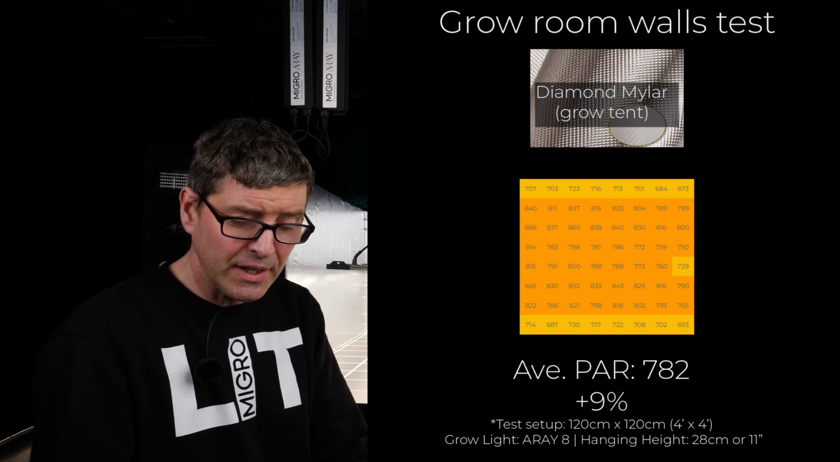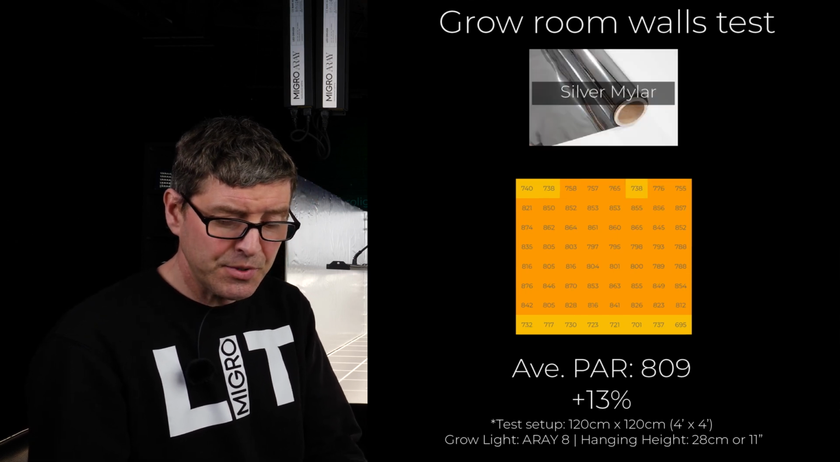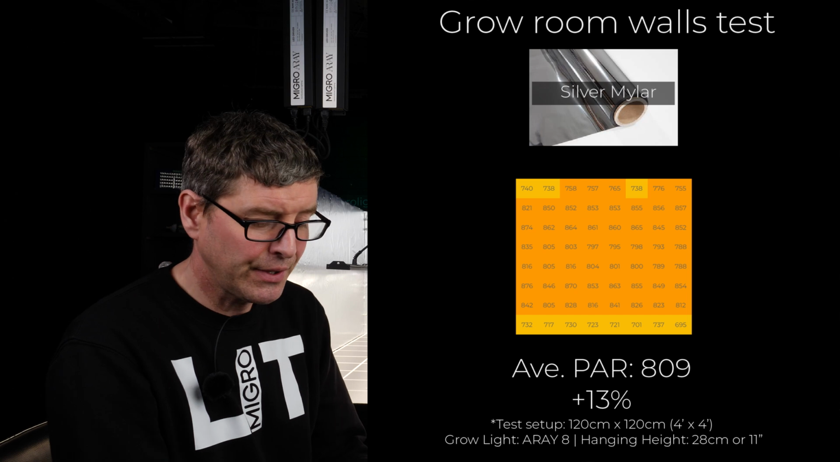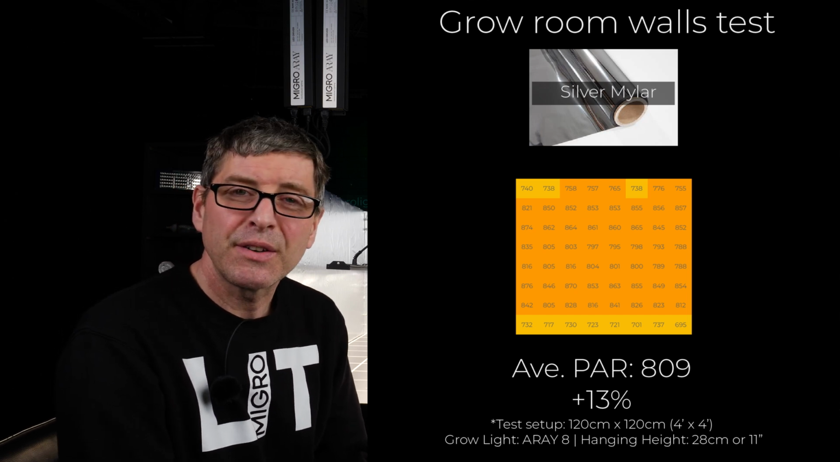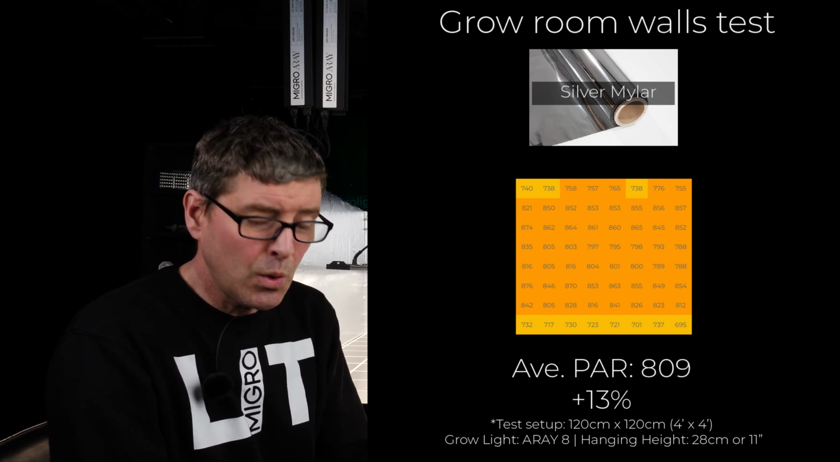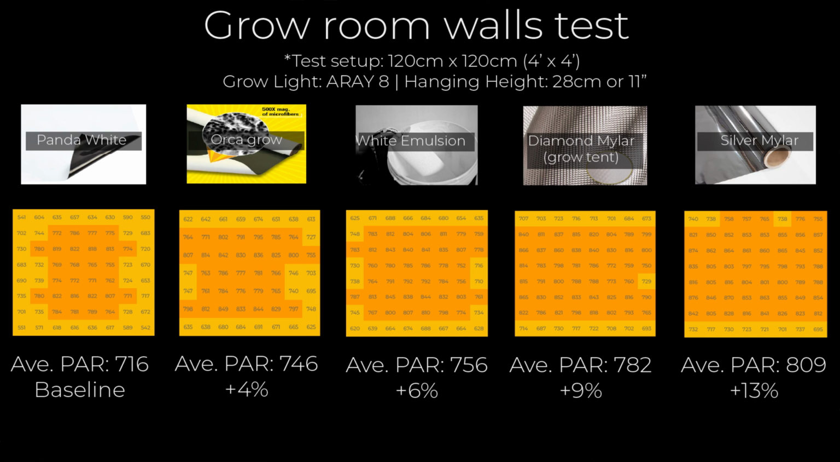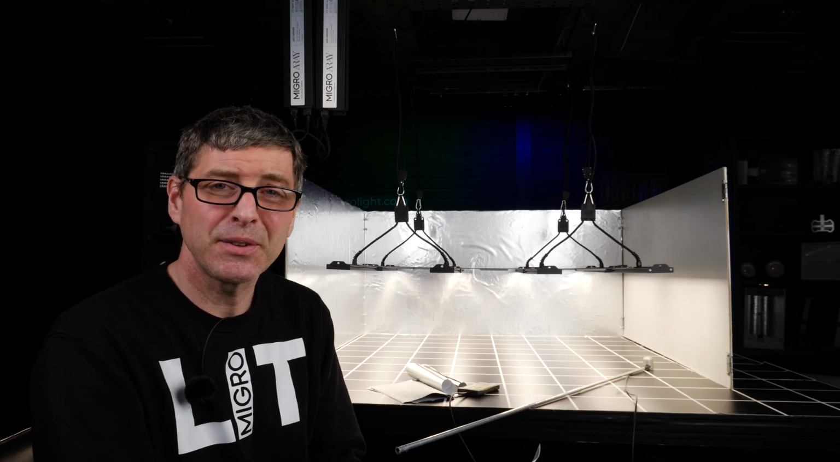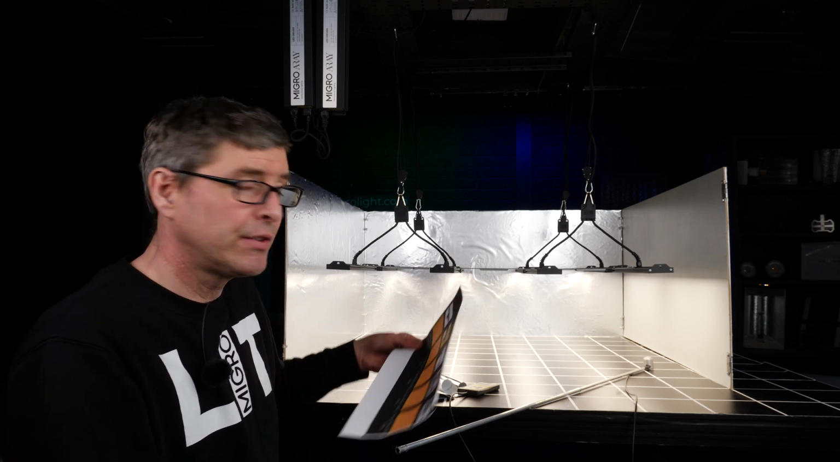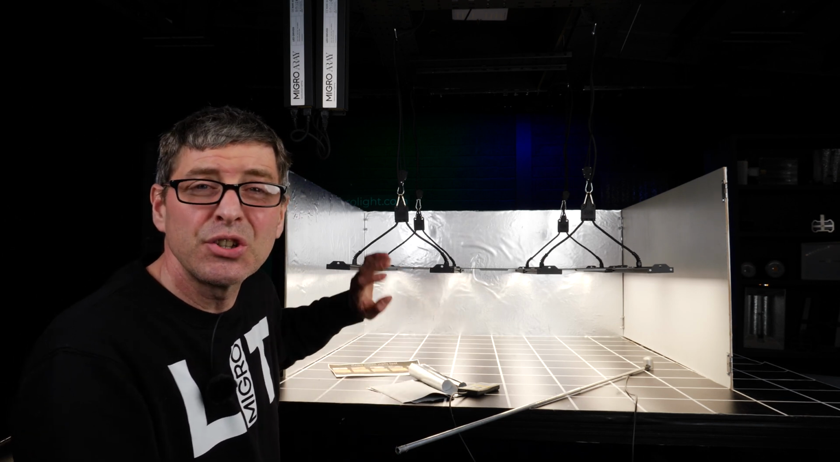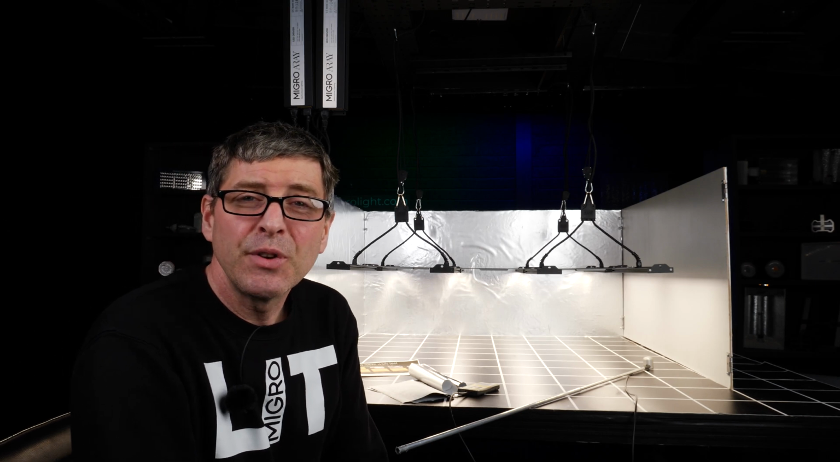And interestingly, silver mylar, nice big jump there, up to 809 micromoles, or 13% over the baseline. So you're getting quite a significant increase over white material, at least 3% with white emulsion up to the diamond mylar. And the plain silver mylar, you're actually getting an increase of 7% over a white surface, the best white surface available. So this is really interesting, and just wanted to show some of the reasoning behind this.